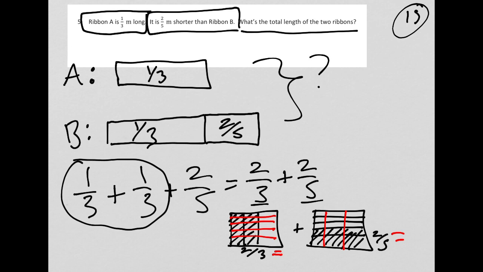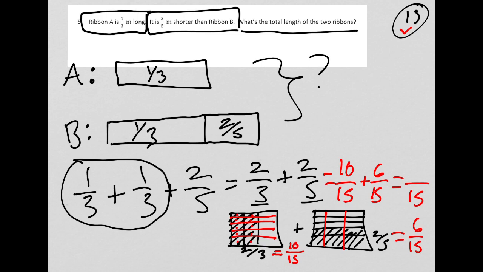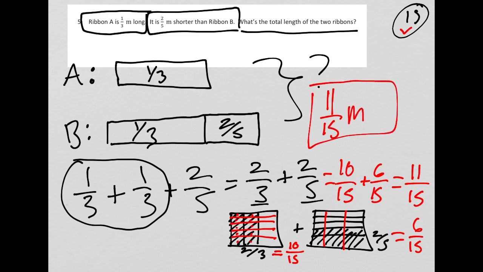Okay, 2/3 just became 10 15ths, because there's 15 pieces, which means I was right with my prediction. And 2/5 just became 6 15ths. So now my new equation is 10 15ths plus 6 15ths. Well, the 15 stays the same, and my numerator becomes 16, because 10 plus 6 is 16. So what I get for my total length of my 2 ribbons is that 16 15ths meters is my total length of both of my ribbons combined.